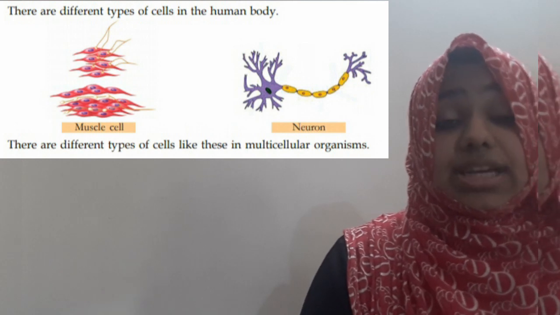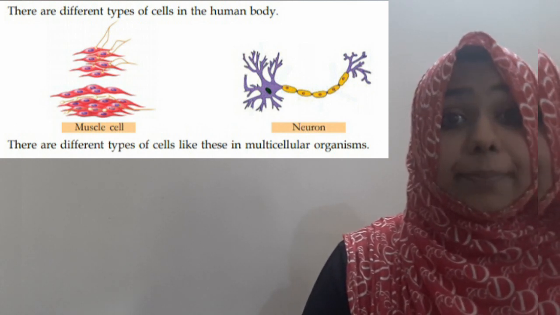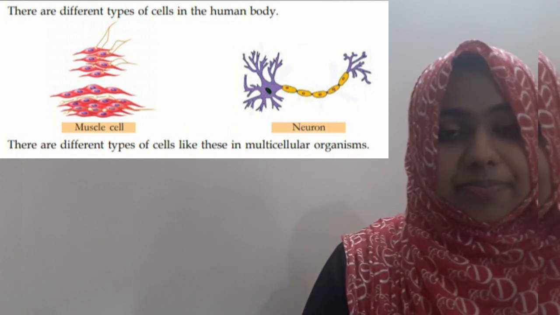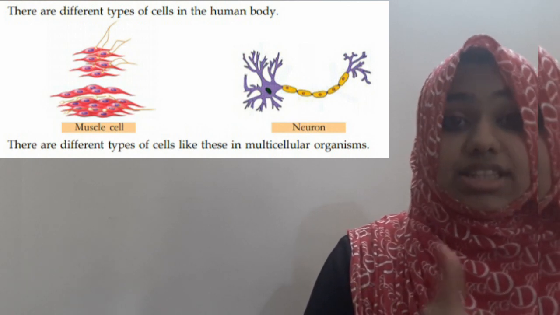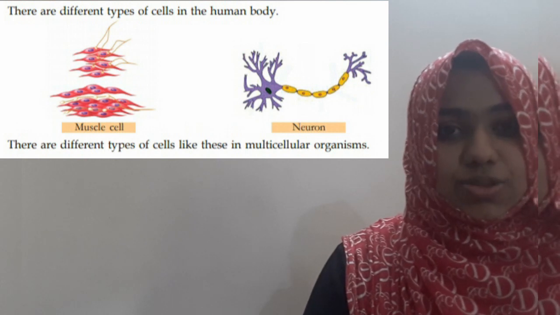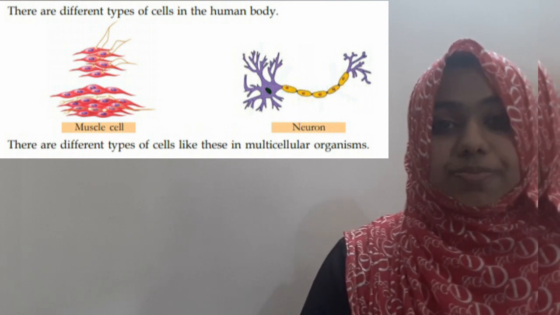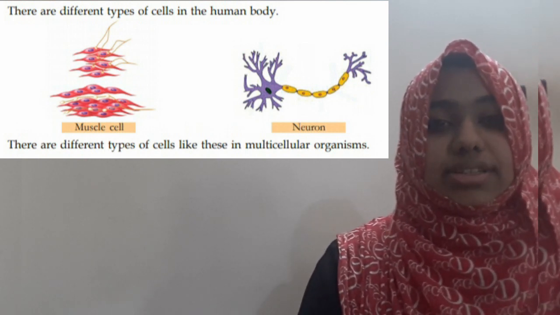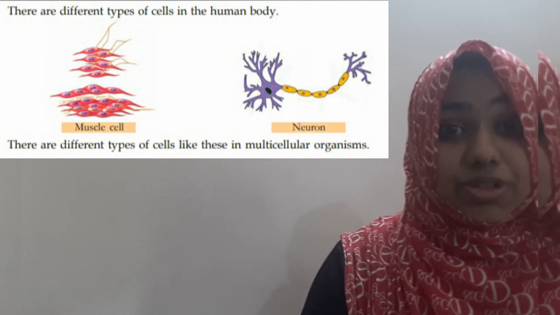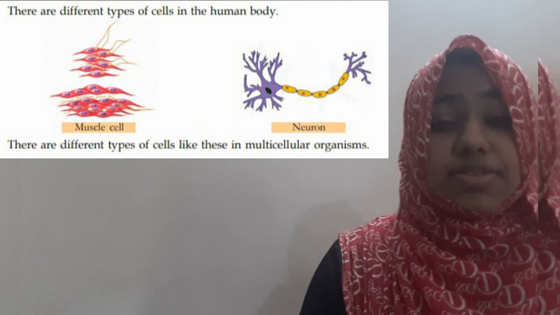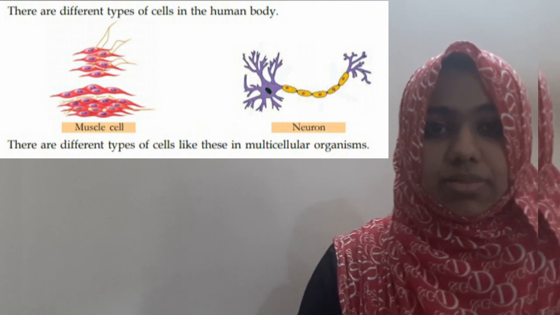So there are different types of cells for multicellular organisms. Here in the picture, we have the muscle cell and the neuron. Isn't it so? So, what do these cells do? It is the functional and structural unit of life, right? So, Miss will explain a small example.